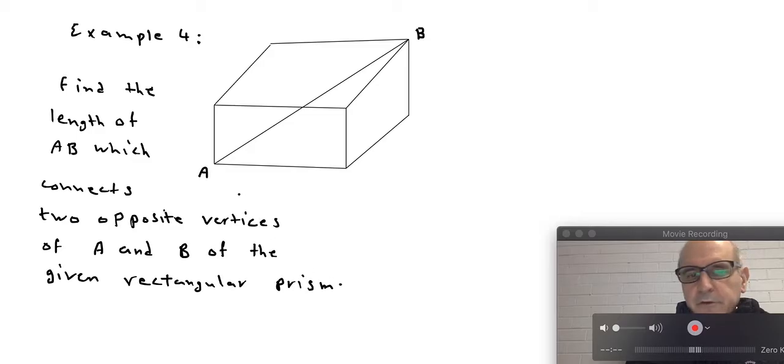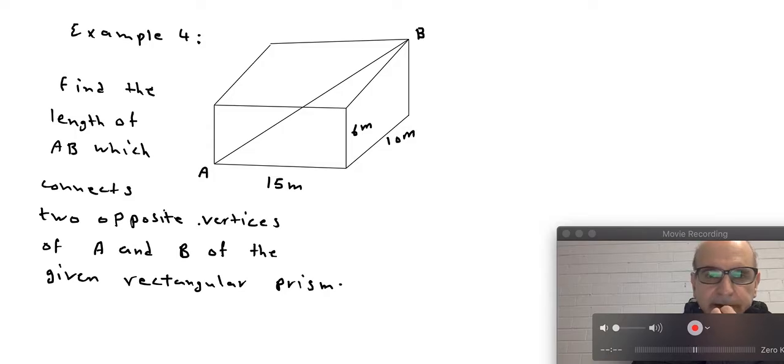Of course, they give us the dimensions. Say, for example, this length is 15 meters. This height is 6 meters. And this width is 10 meters. 10 meters, 6 meters, and 15 meters. All right, we want to see how to find that. That is going to be a bit more complicated.